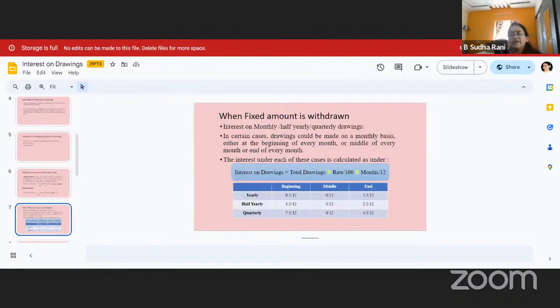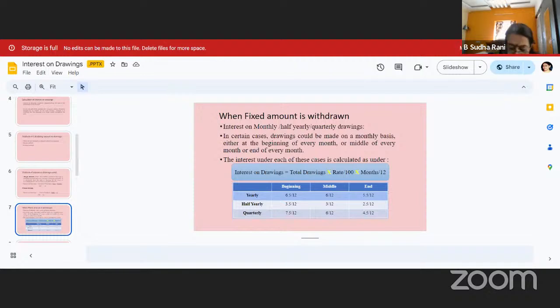If the interest is drawn at the beginning of the month, 6.5 by 12 you should take. See what I said? Total drawings into rate of interest into time. How do you take the time? Say A withdrew every beginning of the month, so 6.5 by 12 you should take. B withdrew in the middle of the month, 6 by 12. C withdrew at the end of the month, 5.5 by 12. Only this in this table you remember. If you get an interest on drawings question for short answer, that much only we'll ask. Are you understanding?